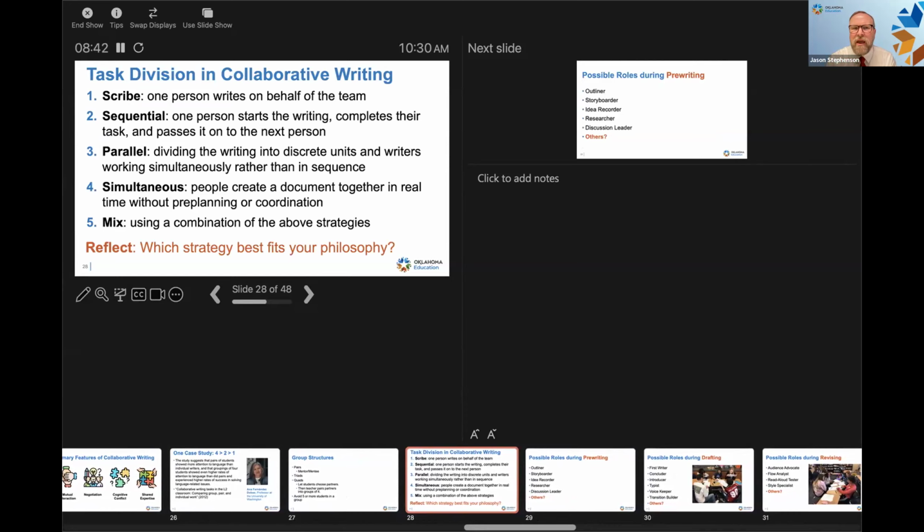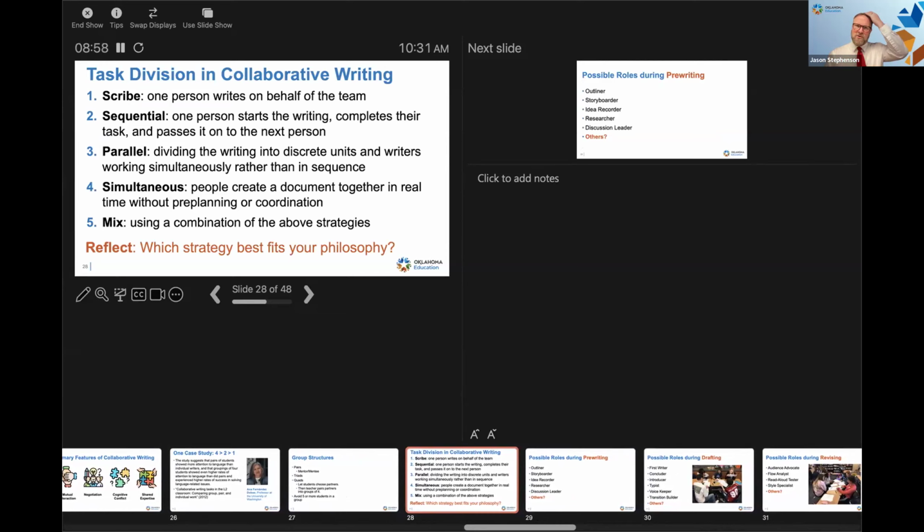One method is to have one student write on behalf of the entire team. This is the scribe approach, where the other teammates are sharing their ideas, but only one person is getting them down on the page.